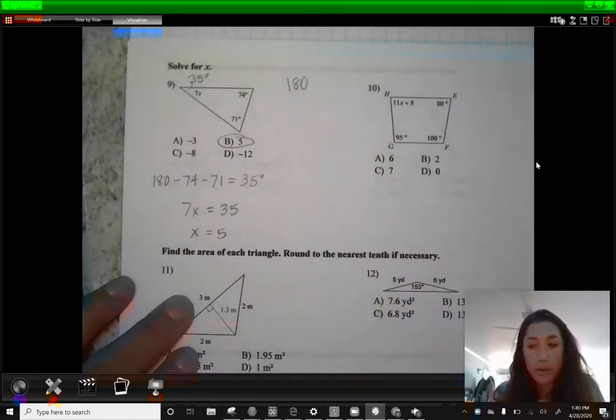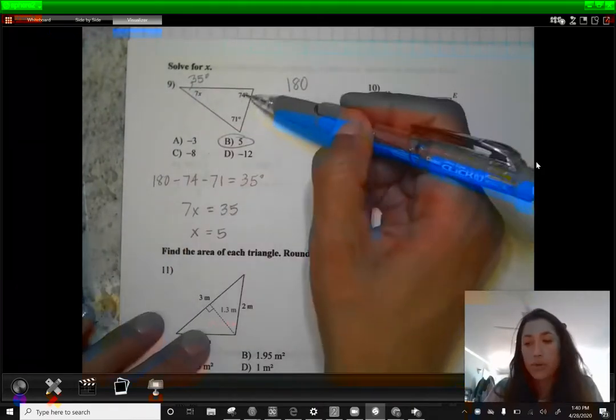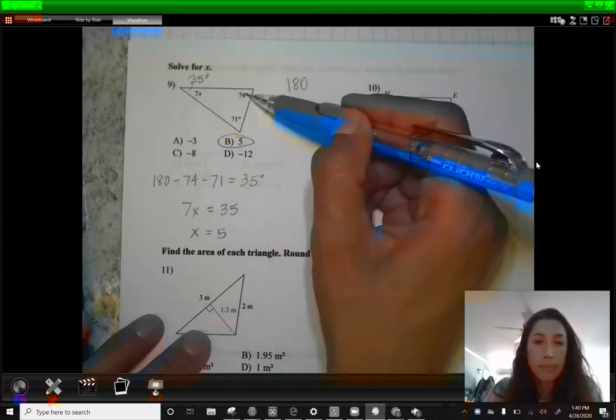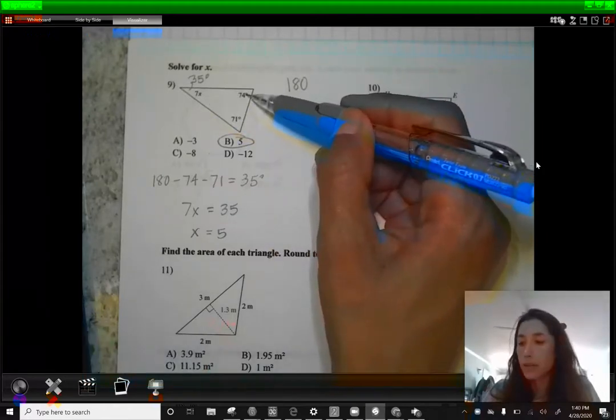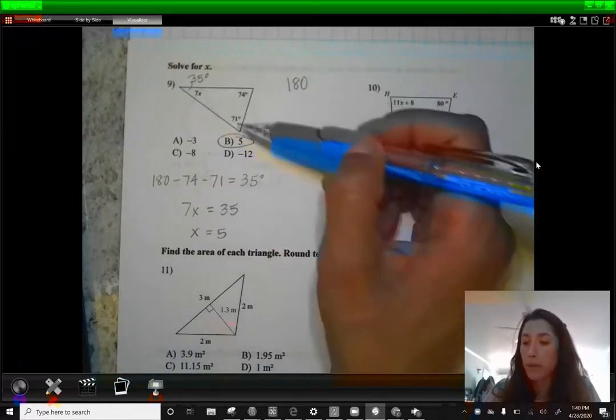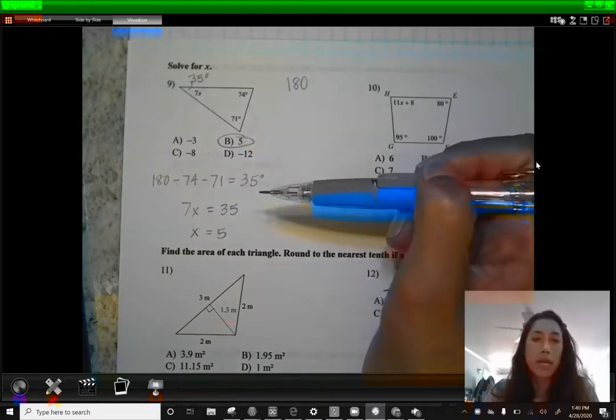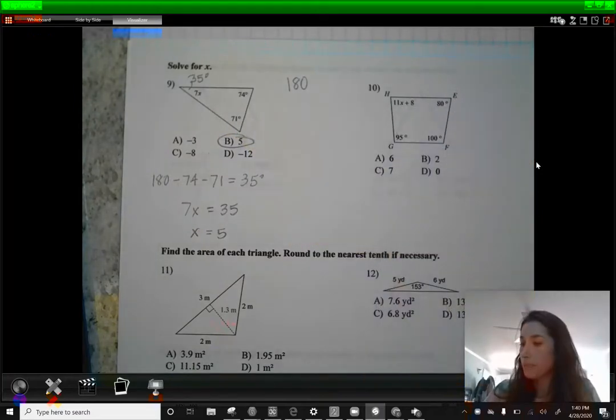If you wanted to, you could also set up an equation where you just added all of these to equal 180. You're still going to get the same exact answer. So if you wrote 7x plus 74 plus 71 equals 180, that would work as well.